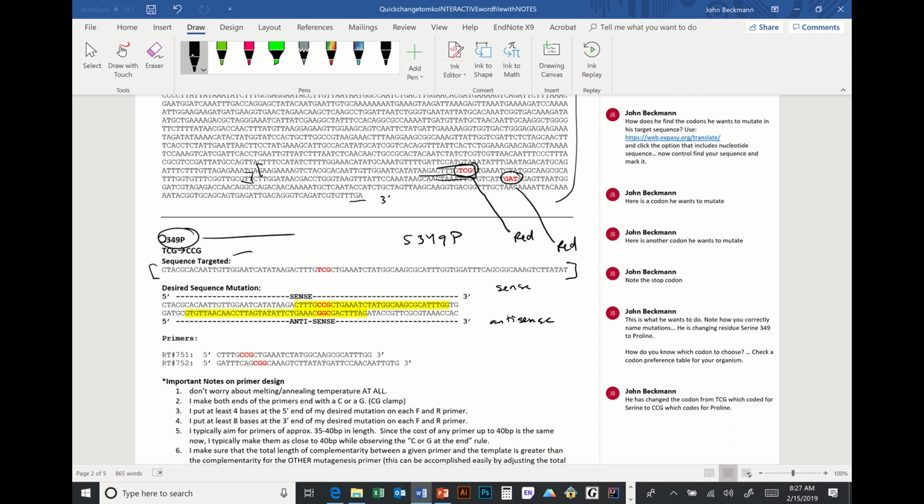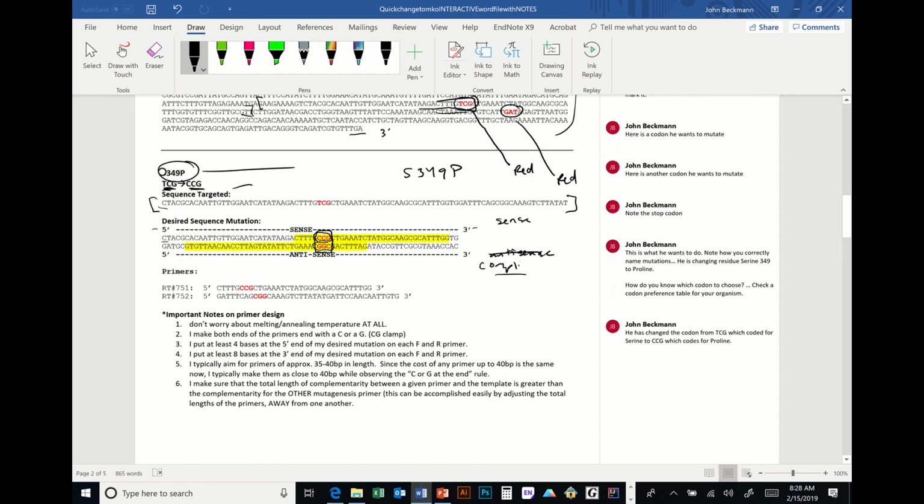Okay? So here is CTA, he's mapped it out, 5 to 3. He gives the complementary strand. So this is the complement: G matches C, T matches A, A matches T, G matches C. Okay, and now he's changed the sequence to the mutation he wants. So he's changing TCG to a proline codon, which is CCG. Okay, so he's made that change, and he's also made the change to match in the complementary strand.